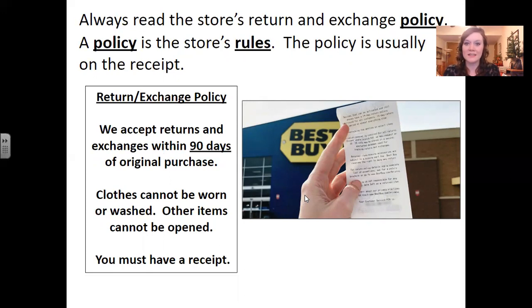All of these things we talked about today are important for making a return or exchange. In our next video, we will practice the language that we need to make a return or exchange.